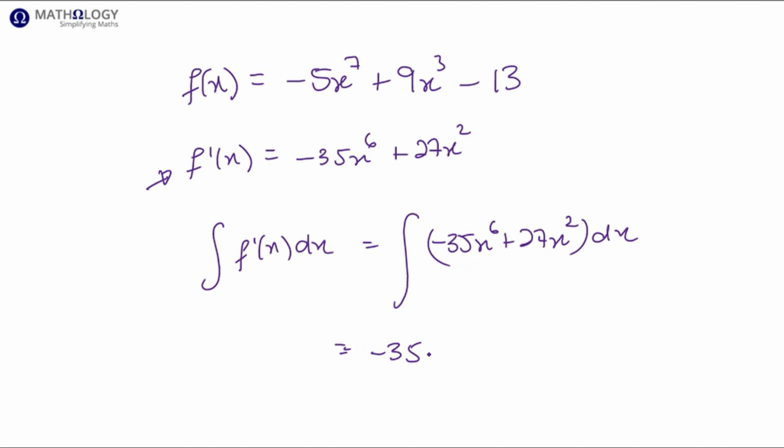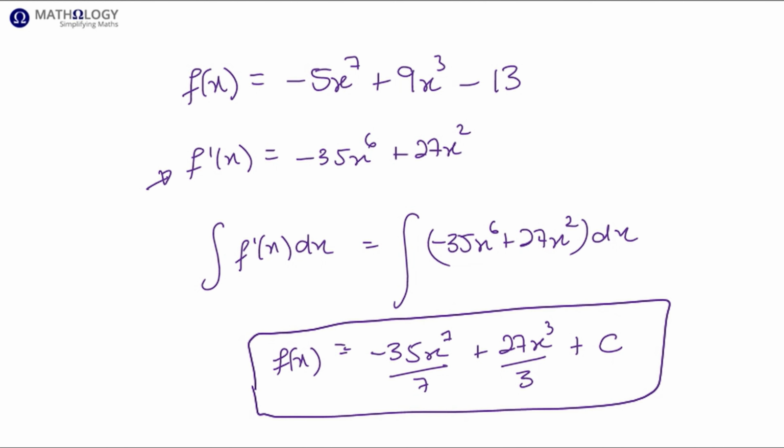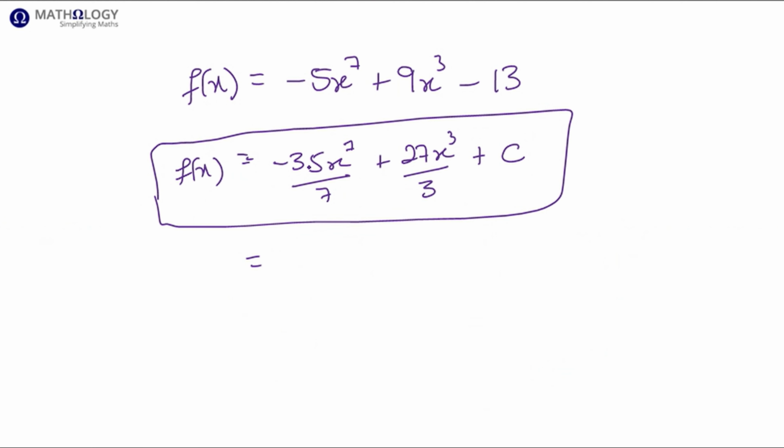We're now going to take the first term, x to the 6. We add 1 to the exponent, so x to the 7, and then we divide by that new exponent, which is 7, plus 27, x to the 2 plus 1, so x to the 3, and then we divide by 3, but we also have to add the integration constant, so we add plus c. So this is now f of x. Simplify that, minus 35 divided by 7 is minus 5x to the 7, plus 27 divided by 3, 9x cubed, plus c.